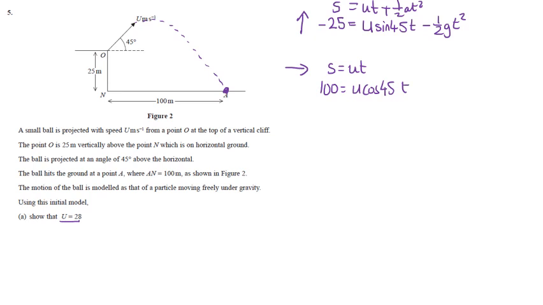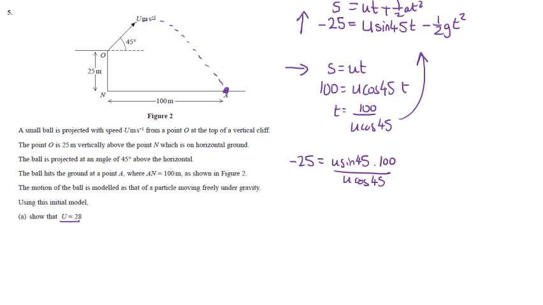So what we can do is rearrange this one. We can say t is equal to 100 divided by u cos 45, and then substitute that back into the first equation. So I'll get minus 25 is equal to u sine 45 times t, which is 100 divided by u cos 45, minus a half g times 100 squared over u squared cos squared 45. So there's t squared. Let's just simplify a little bit.